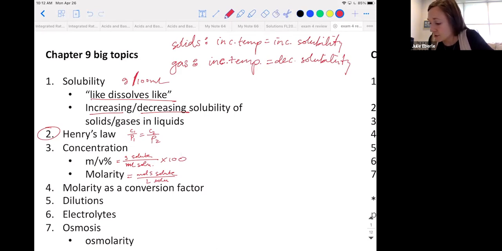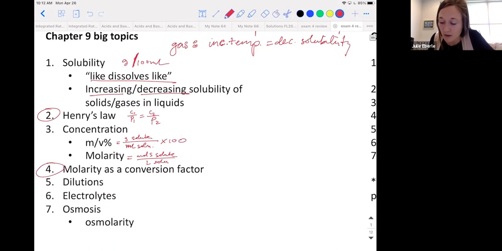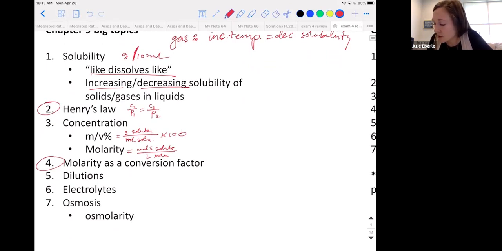Okay, molarity as a conversion factor. There's several problems on your chapter 10 homework like this, and there will be one on the exam that involves this, so we'll work one of these. Anytime you have a titration problem, you're using molarity as a conversion factor. Dilutions, we had an equation for that: M1V1 equals M2V2.